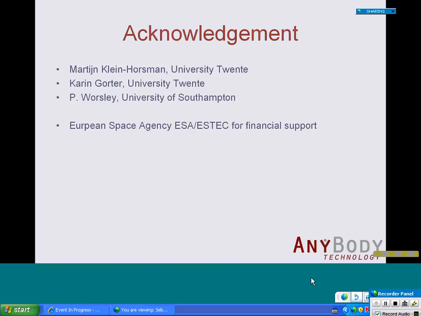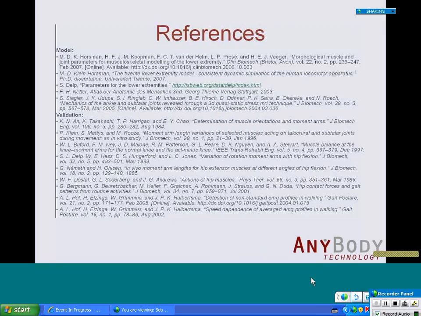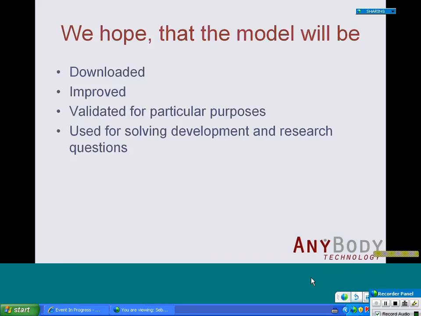Here you can find some references for both the model and for the validation of the model. And so, we hope that this model will be downloaded, improved, and validated for particular purposes. And, of course, we hope that you will use it to solve development research questions.